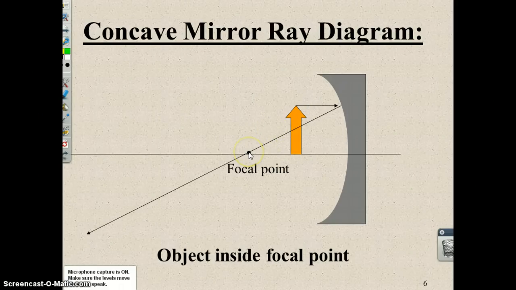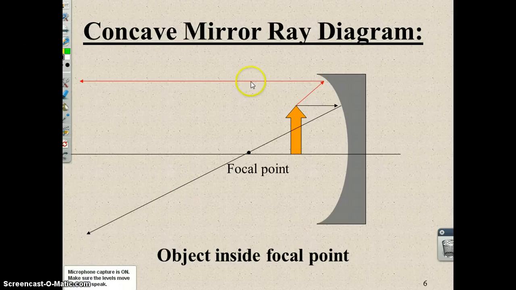So if you take your ruler, put it on the focal point, and line up your ruler with the top of the object, you'll get a light ray at this orientation. Okay? And if it comes from the focal point, it will bounce off horizontally. Notice that these two light rays will never, ever meet.